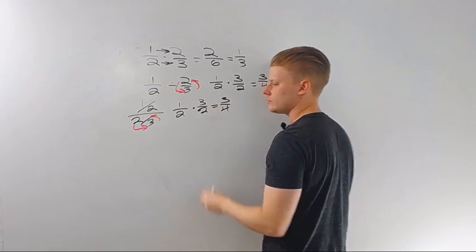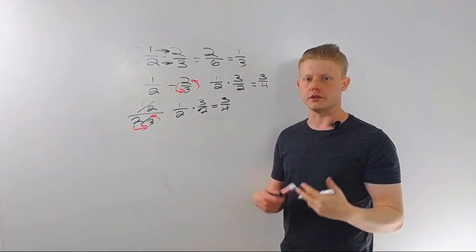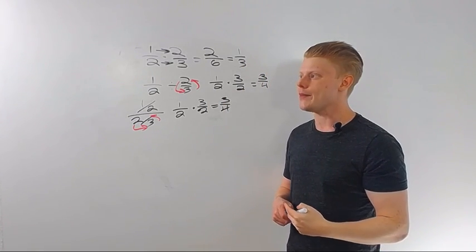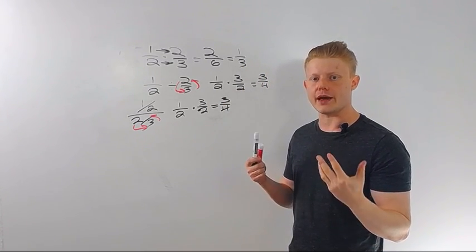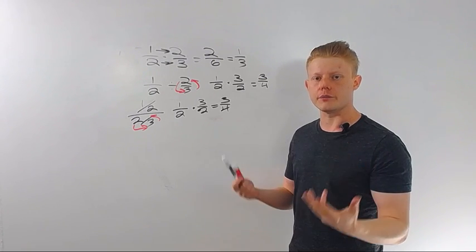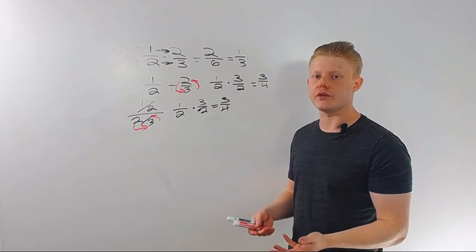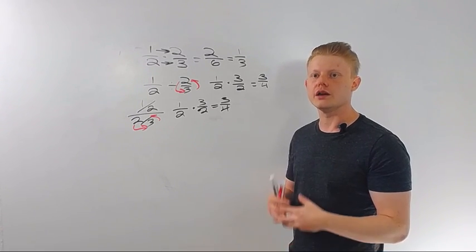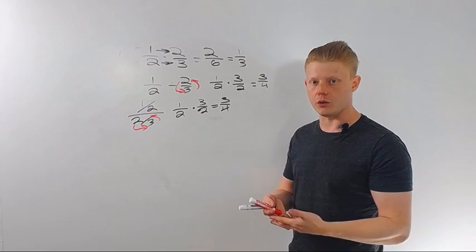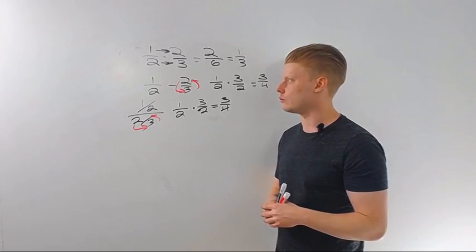Now you'll notice that 3/4 is bigger than what we started with, 1/2. And that's always going to be the case whenever we are dividing by a fraction that's between 0 and 1. So when we divide by a fraction that's between 0 and 1, our quotient, our result, is going to be bigger than the number we started with.